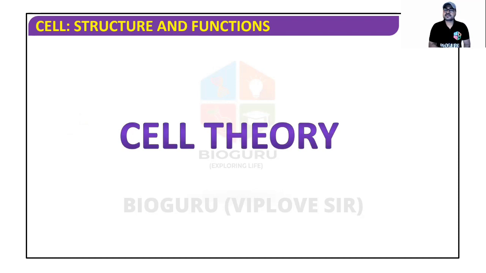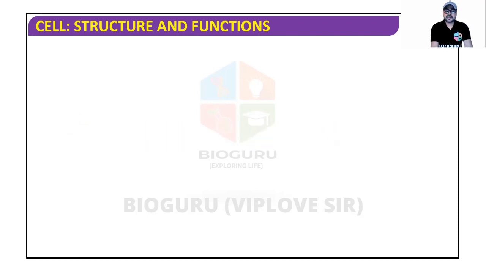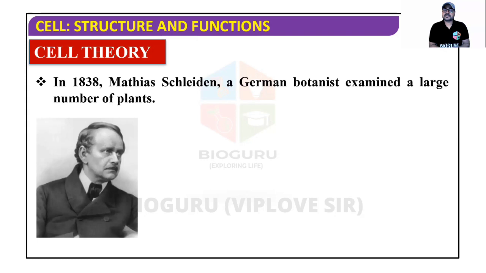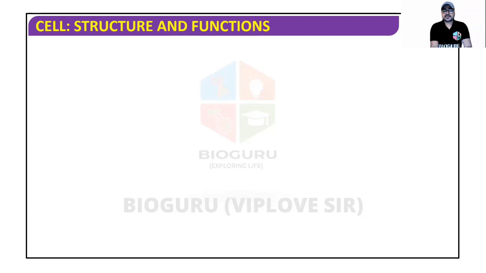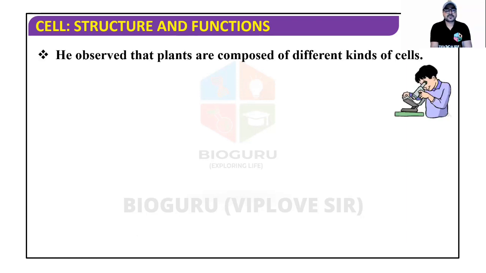So, now we will discuss the cell theory. What is cell theory? Cell theory was given by Schleiden and Schwann. So, in 1838, Matthias Schleiden, a German botanist, examined a large number of plants and he observed that plants are composed of different kinds of cells.